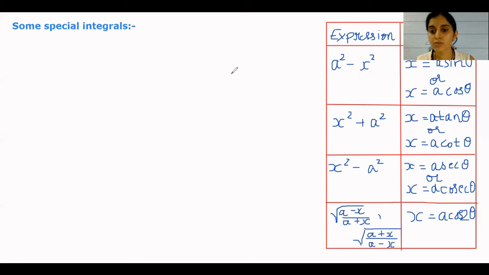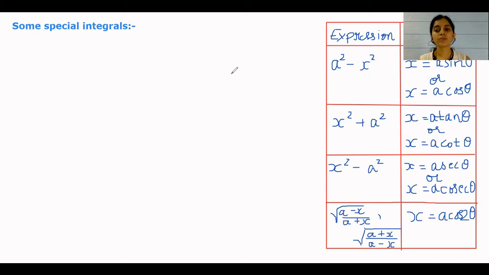So what is the substitution for both positive? A tan theta, a cot theta. Now, when x is negative, the substitution is a sin theta or a cos theta. And when x is positive, then the substitution is a sec theta, a cosec theta. And the last one is root of (a minus x) upon (a plus x), or root of (a plus x) upon root of (a minus x). If we have something like this, then the substitution is a cos 2 theta.